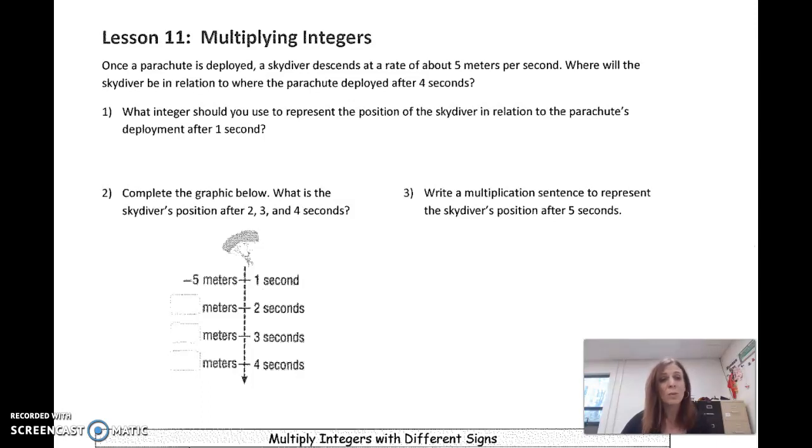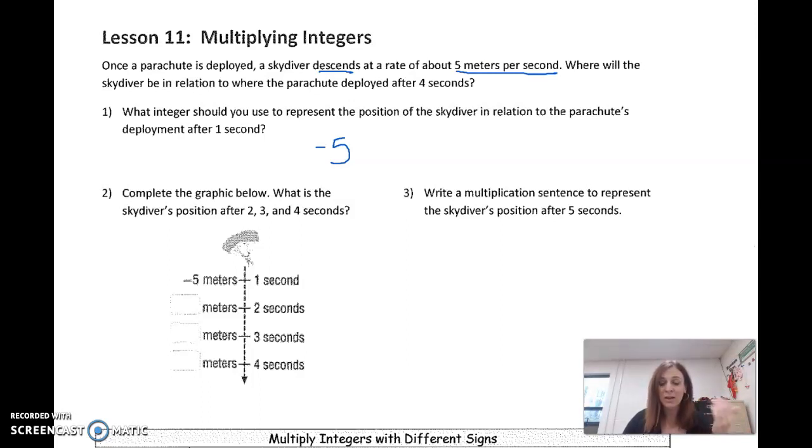So let's look at this example. Once a parachute is deployed, a skydiver descends at a rate of about 5 meters per second. Where will the skydiver be in relation to where the parachute deployed after 4 seconds? Number 1 says, what integer should you use to represent the position of the skydiver in relation to the parachute's deployment after 1 second? Well, he's descending at 5 meters per second. So what integer, remember that's a positive or negative whole number, I would say 5. Except a positive 5 means he's going up, and I've not seen someone with the parachute deployed going up. So descends, we should think of this as a negative 5. It's telling us that he descends 5 meters every second. So that's after 1 second.